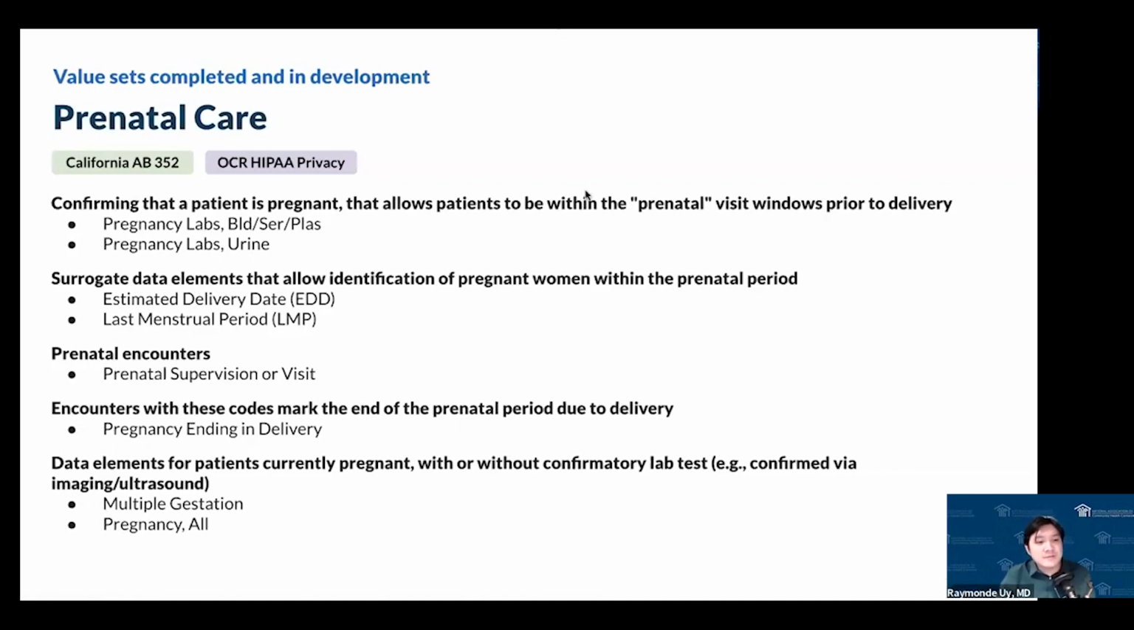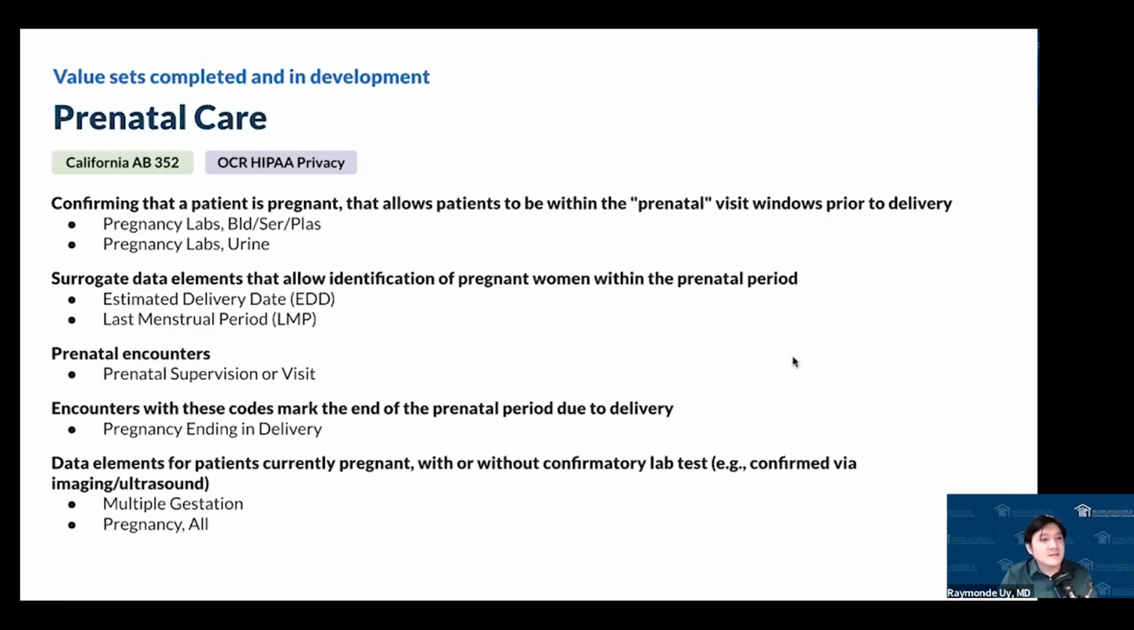An example of this would be encounters that mark the end of the prenatal period, which is a pregnancy that ended in a delivery. May it be an abortion or just a regular live delivery. Those are the ways for you to say that, okay, that's the end of the prenatal care. So these are the codes that help you approximate these timelines to see if the patient's in the prenatal period or postpartum period as well.